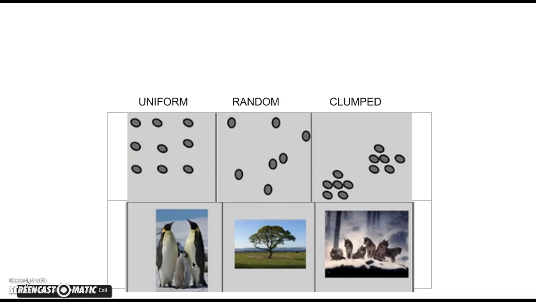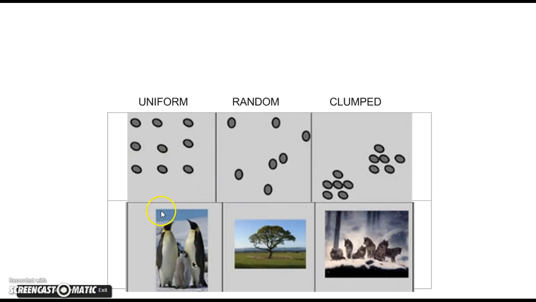Okay, so what we should have gotten is that the penguins were uniform, the lone tree was actually random, and then the pack of wolves was clumped. And if we think about a pack of wolves living together, we can think about how they could use this as a source of protection.